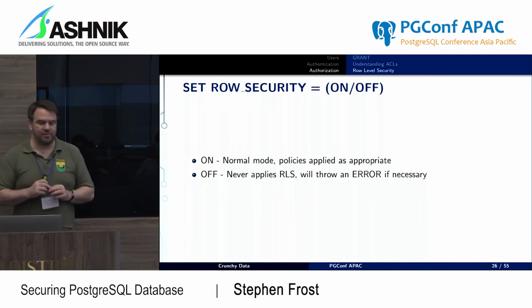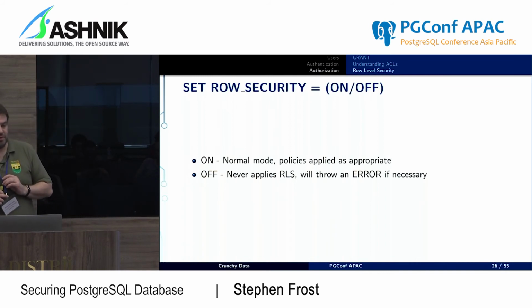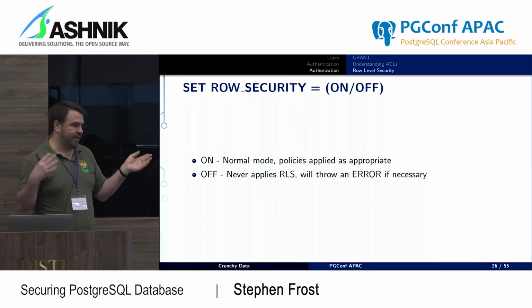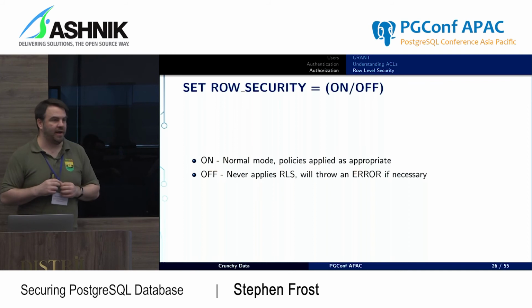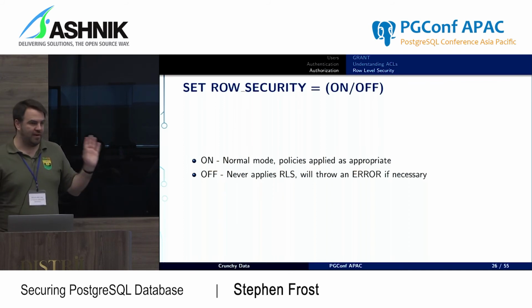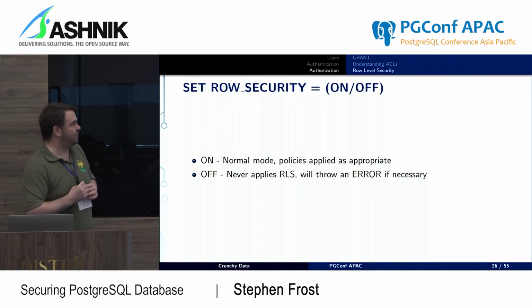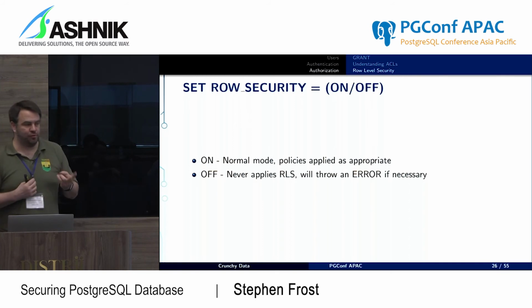There are a couple options that any user can set, which is row security. On means normal mode, where the row-level security policies get applied. Off basically says don't ever apply row-level security, and instead an error will get thrown, right? And this is basically added in for two main reasons.